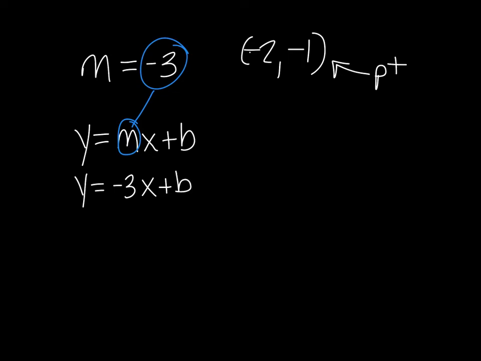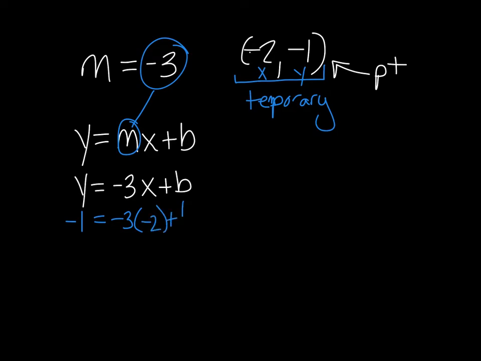But then I have a problem because I'm not told what b is, like I have been in the past. So then what we're going to do is we're going to take this, and this is going to be our temporary solution. What that means is I'm going to temporarily, so just for a little bit, plug this in for x and this in for y. Be very careful that you plug it in for x and then y, that you plug it in the right spot. So y is -1, x is -2, and because that point is a solution for our line, it means we can plug it in.